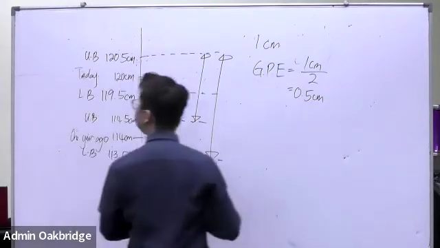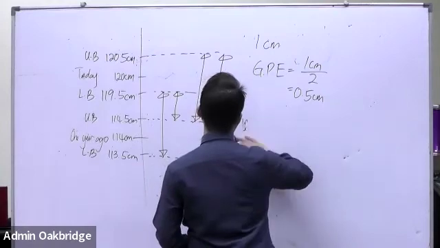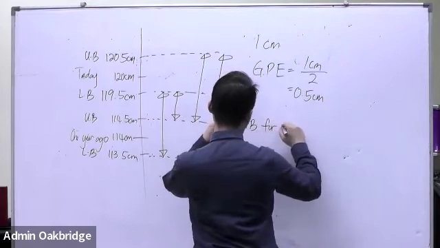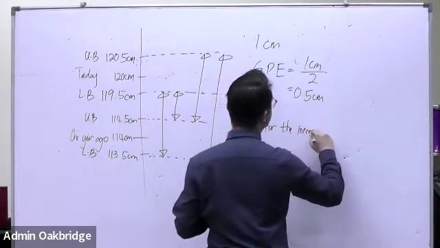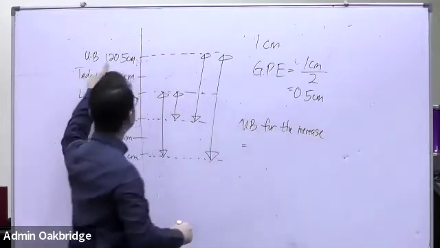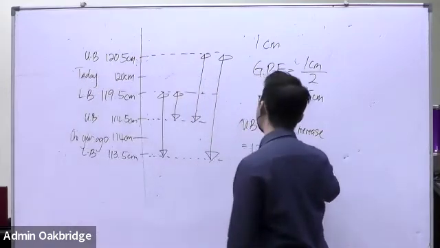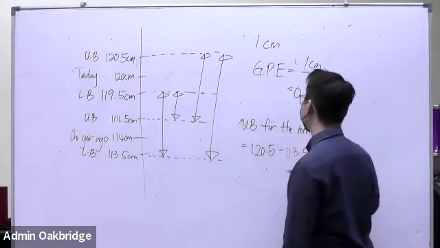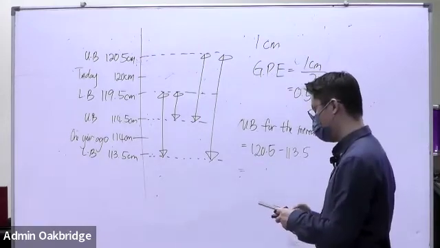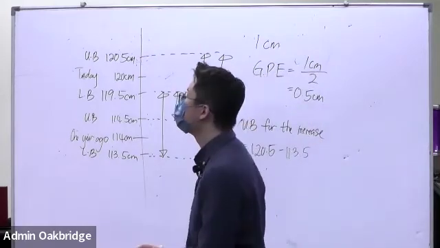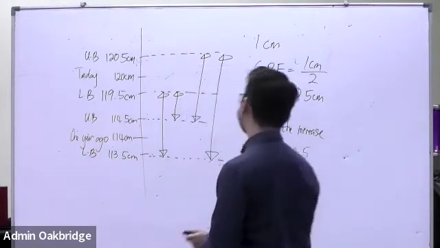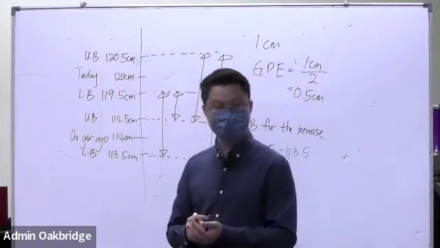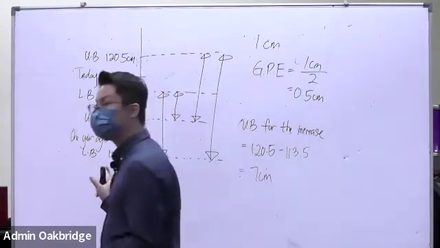That's why the upper bound for the increase will be 120.5 minus 113.5, which is 7. Understand now? So this is something special about the difference of 2 measurements.